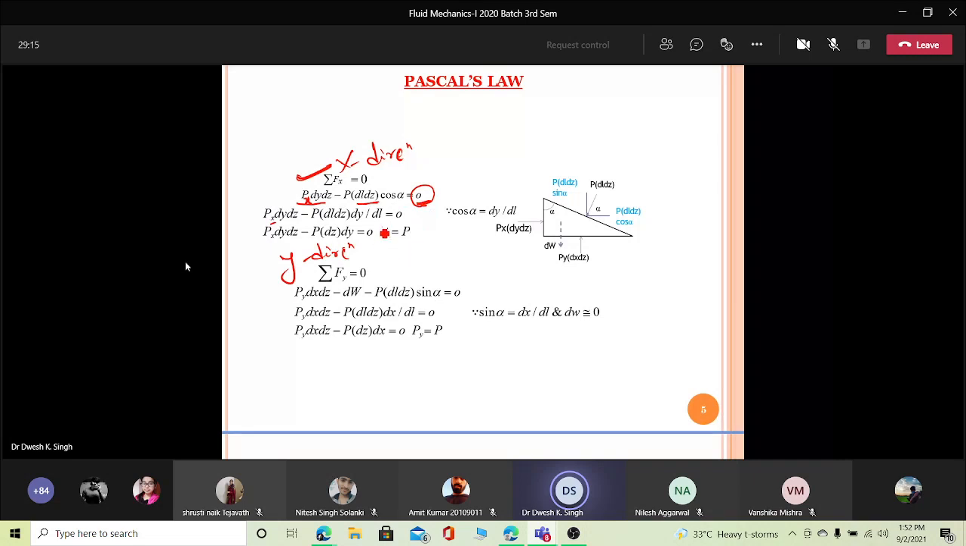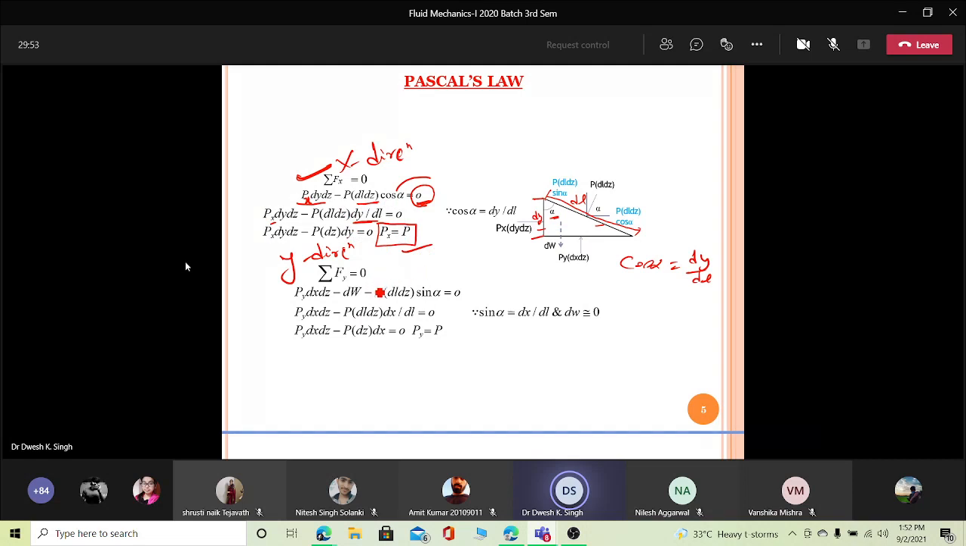So when we do this task, ultimately we will come out with this. This is totally a mathematical calculation. You just need to put here cos alpha. Look here, this is your alpha. So cos alpha you can substitute with dy by dl, because this is your dy and this is your dl. Cos alpha is base by hypotenuse, so when we put this, we ultimately come out with this relation.